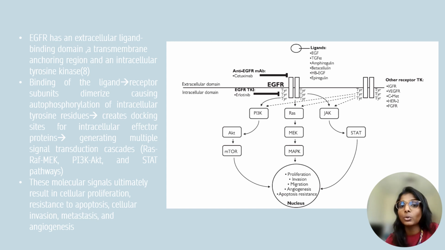This action creates docking sites for numerous intracellular effector proteins, thereby generating multiple signal transduction cascades. This includes the RAS-RAF-MEK pathway and other pathways. These molecular signals ultimately result in sustained cellular proliferation, resistance to apoptosis, cellular invasion, metastasis, and angiogenesis, which are all, again, familiar hallmarks of cancer.